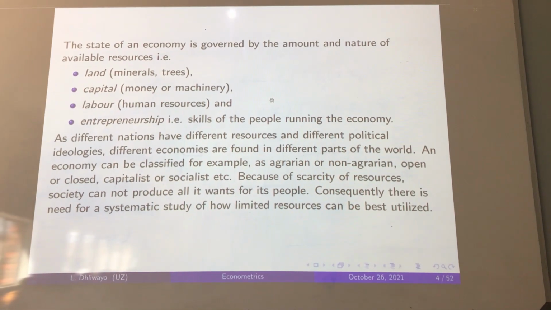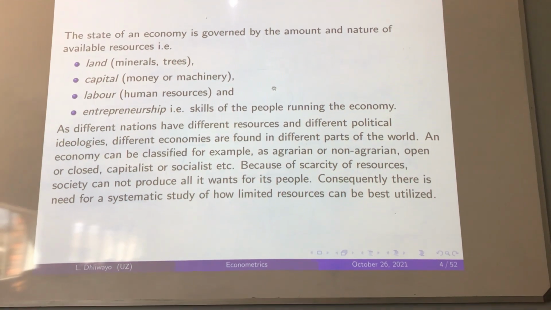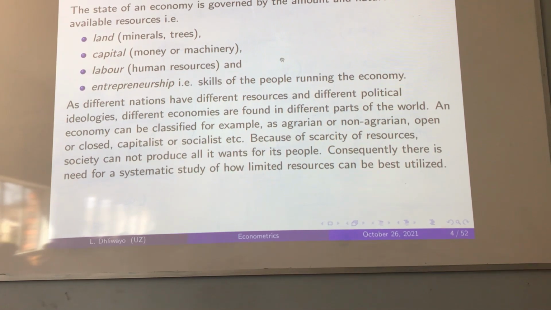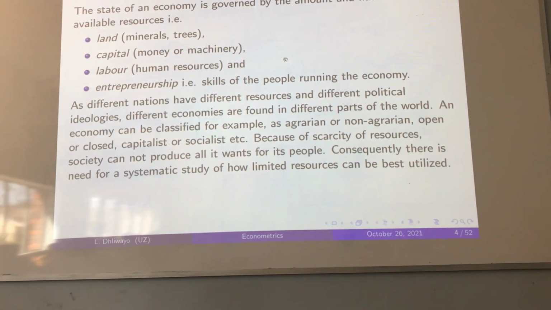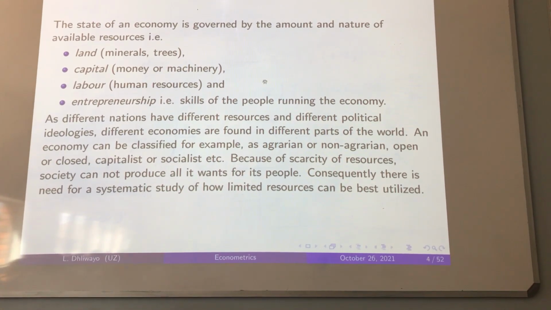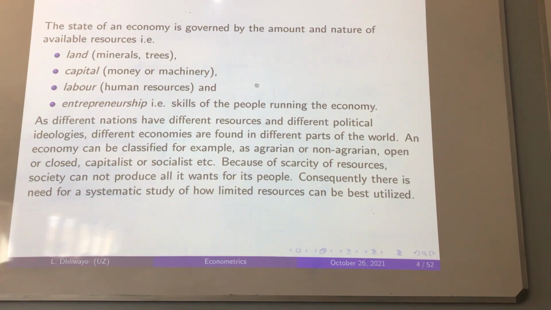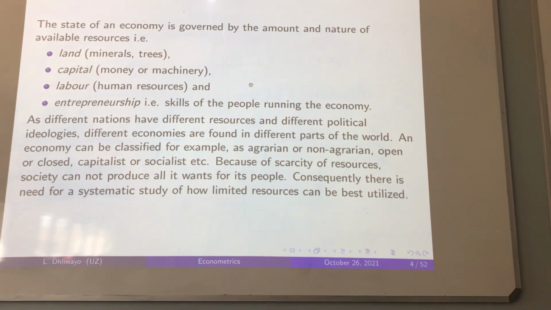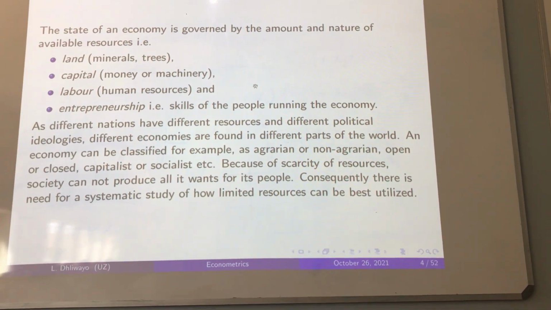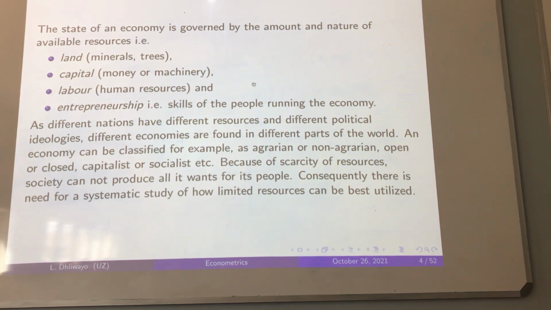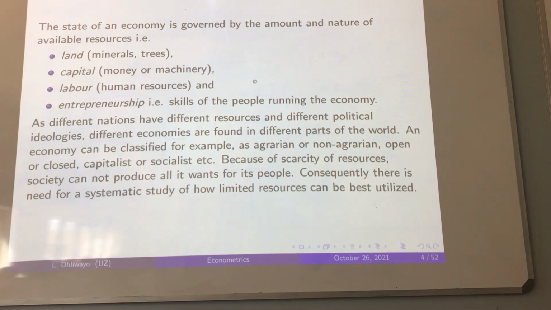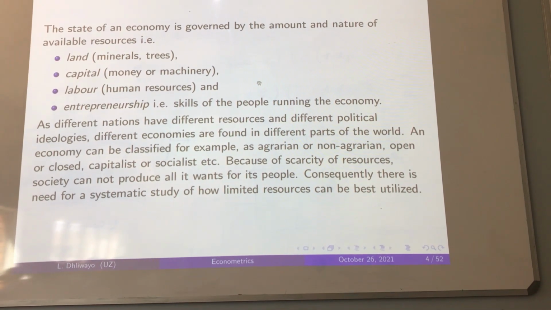So different economies have what? Some are agrarian, like Zimbabwe used to be agrarian, but now I don't know what it is. Some are non-agrarian. Some are open, some are closed. Some are capitalists, some are socialists. Just know. Because of scarcity of resources, societies cannot produce all it wants for its people. Consequently, there is need for a systematic study of how limited resources can be utilized.